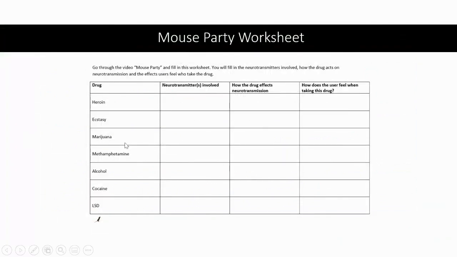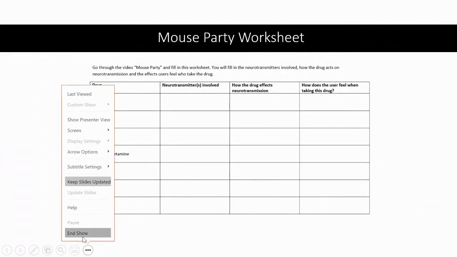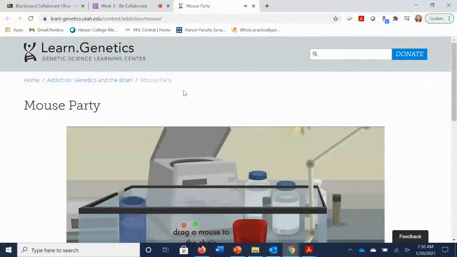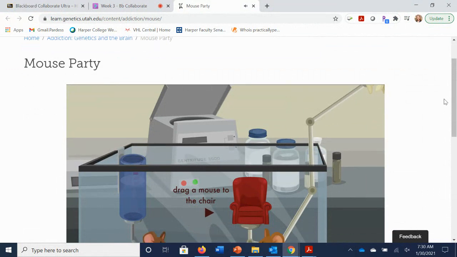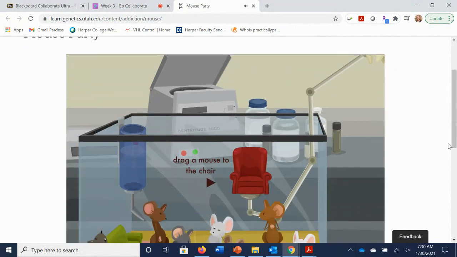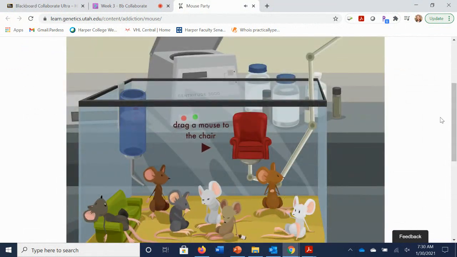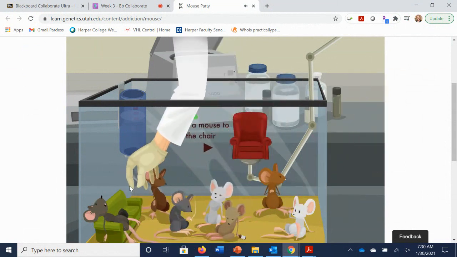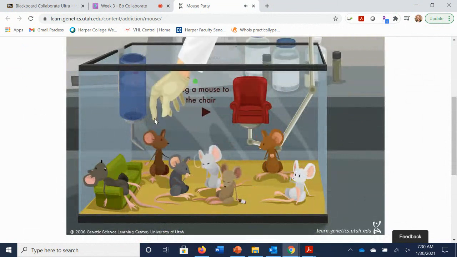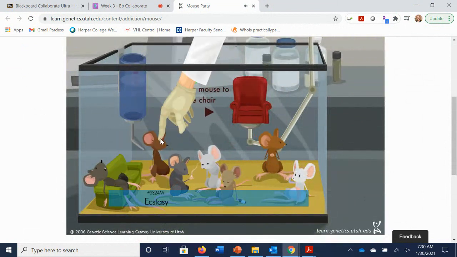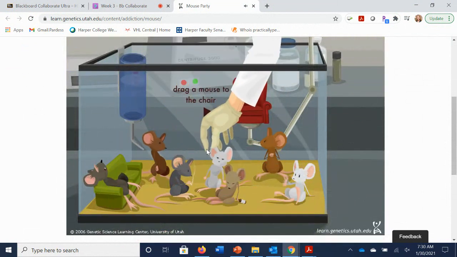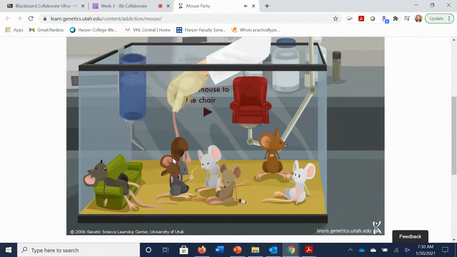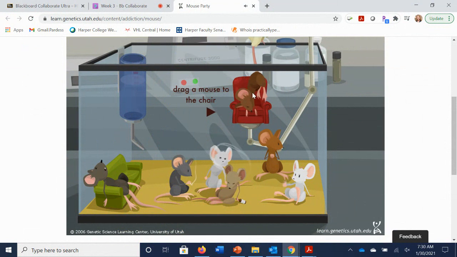This is what the Mouse Party worksheet looks like, and you will have to access a website to complete this activity. This is what the website looks like. There is a short intro, but I already went through it, so you wouldn't have to suffer through it again. But what you are going to do is select different mice. Each mouse is a different drug. So you can see this one is heroin, this is ecstasy, this is marijuana, so forth. You're going to take a mouse. I'm going to take my, I think that's heroin mouse, and put it in the chair.